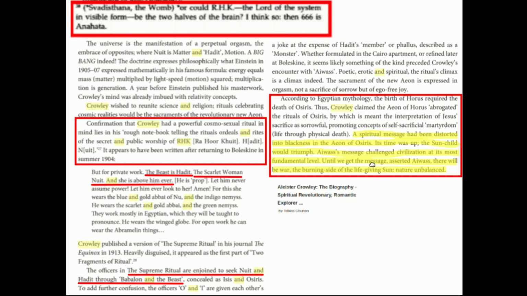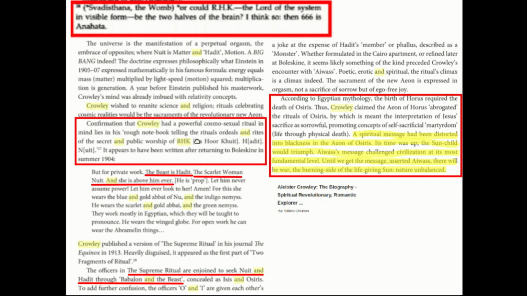Until we get the message, get rid of Osiris, get rid of Christianity, get rid of resurrection religion, get rid of self-denial and the teachings of Christ, right? Until we get the message, asserted Aiwas, there will be war, the burning side of the life-giving sun, nature unbalanced. The burning side of the life-giving, capital S, Sun. That's Horus. This is the burning side of Horus.